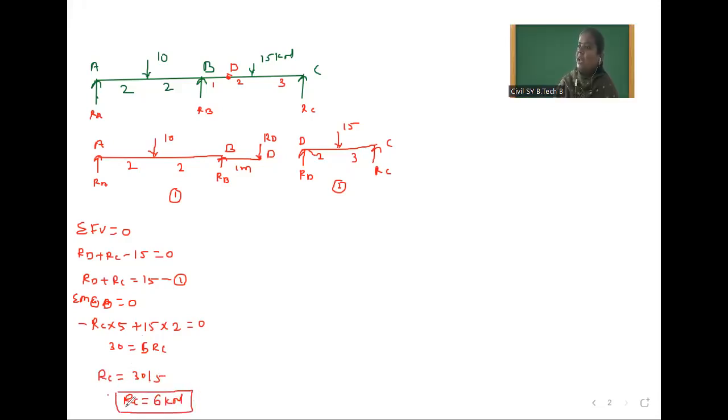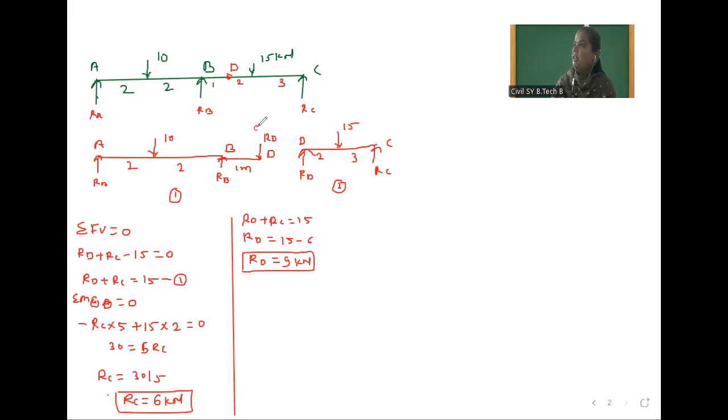Now we will put this value in RD equation and calculate the value of RD. Equation first is RD plus RC which is equal to 15. So RD which is equal to 15 minus 6. So RD which is equal to 9 kilonewton. So from this, we will write the value of RD here, 9 kilonewton. Now here two unknowns are remaining and two equations are available with you.